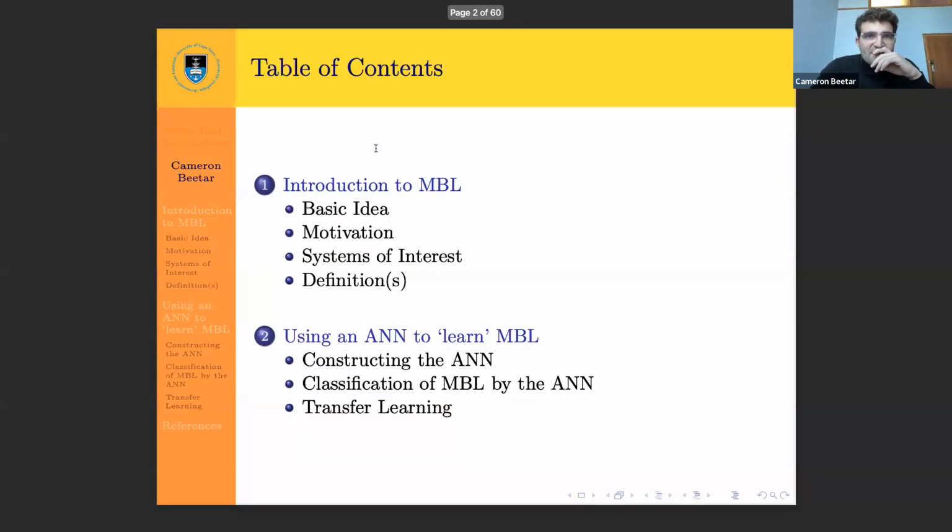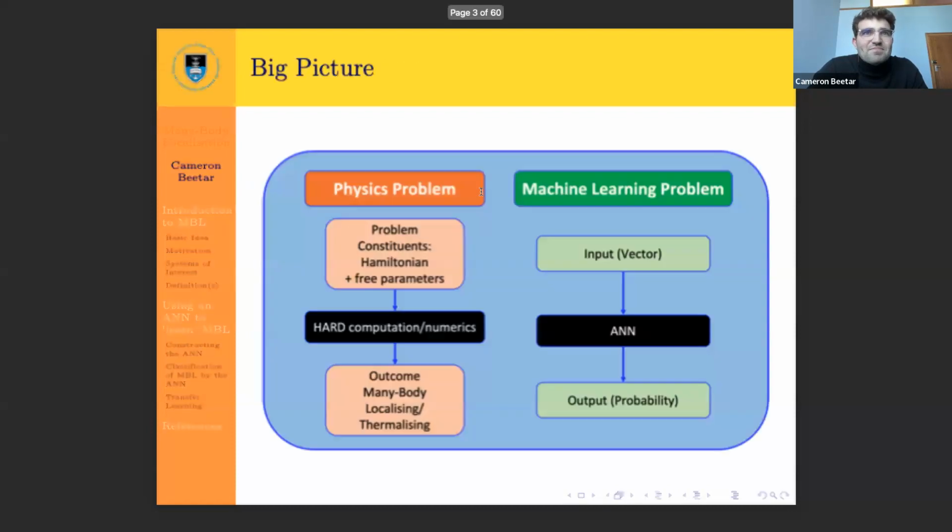One of the difficult things when composing a talk on this is that you'll have people who are experts in many-body localization and people who are experts in artificial neural networks. And so you'll feel comfortable in one section and uncomfortable in another. And there are lots of details that have to be swept under the rug in order to make this fit within a 1-hour lecture. But yeah, let's get cracking.